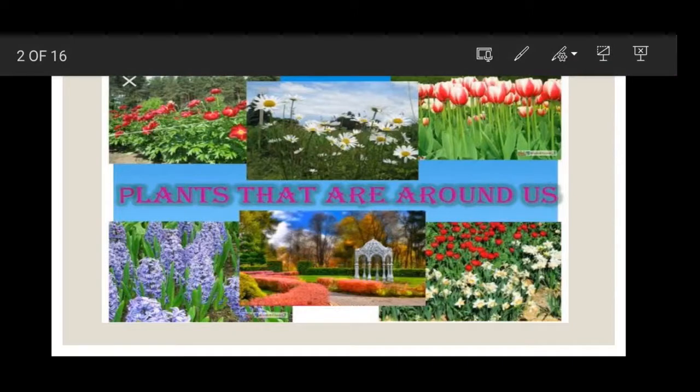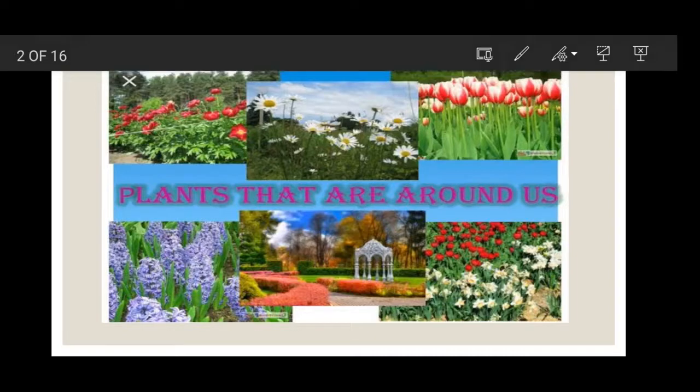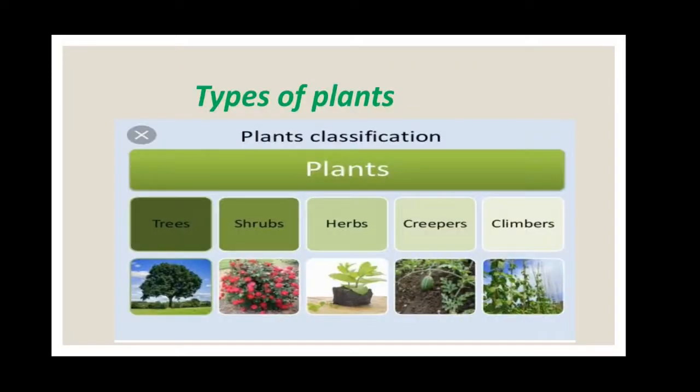Plants are everywhere, surrounding our life. Like humans and animals, plants are also living things. They are also breathing. They do not move like us, but they are growing. Plants also need air, water and sunlight to grow. Next is types of plants. Plants are divided mainly into 5 types: trees, shrubs, herbs, creepers and climbers.